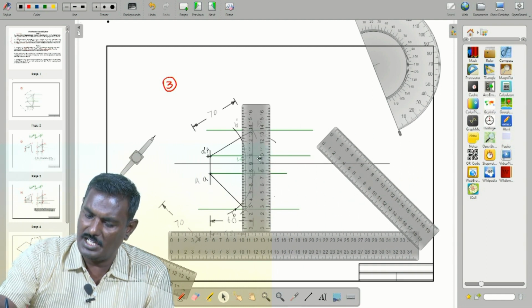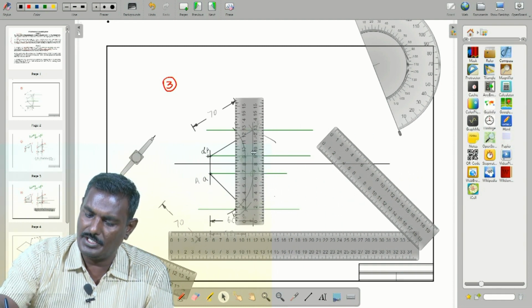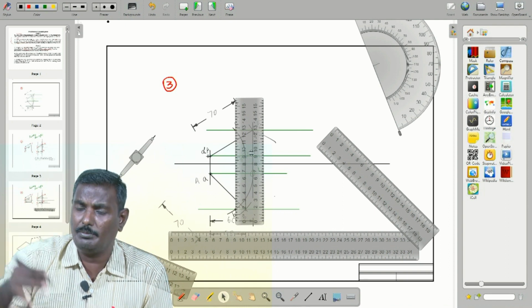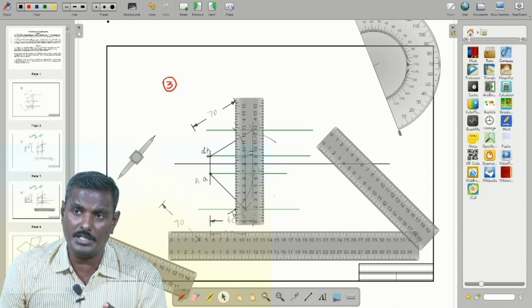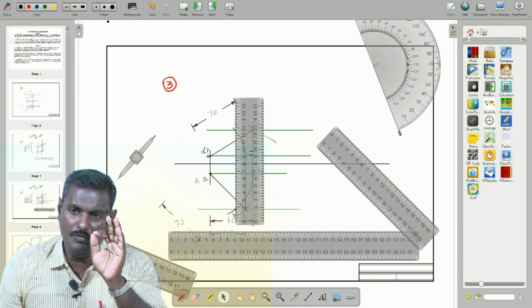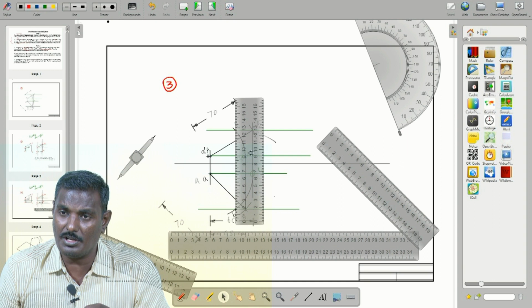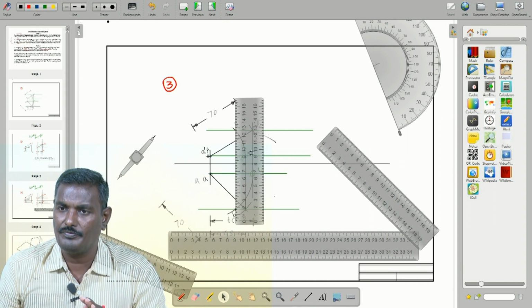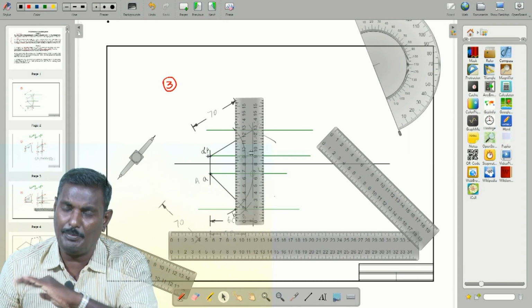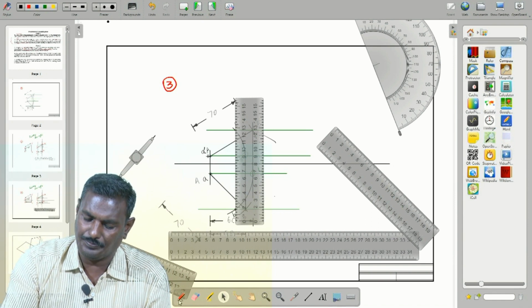Placing the scale, try to see, it is the same line, because I already stated that any view, say B dash, lies in the same projector of the plan view. So, it does not have any separate one. So, that is the concept.